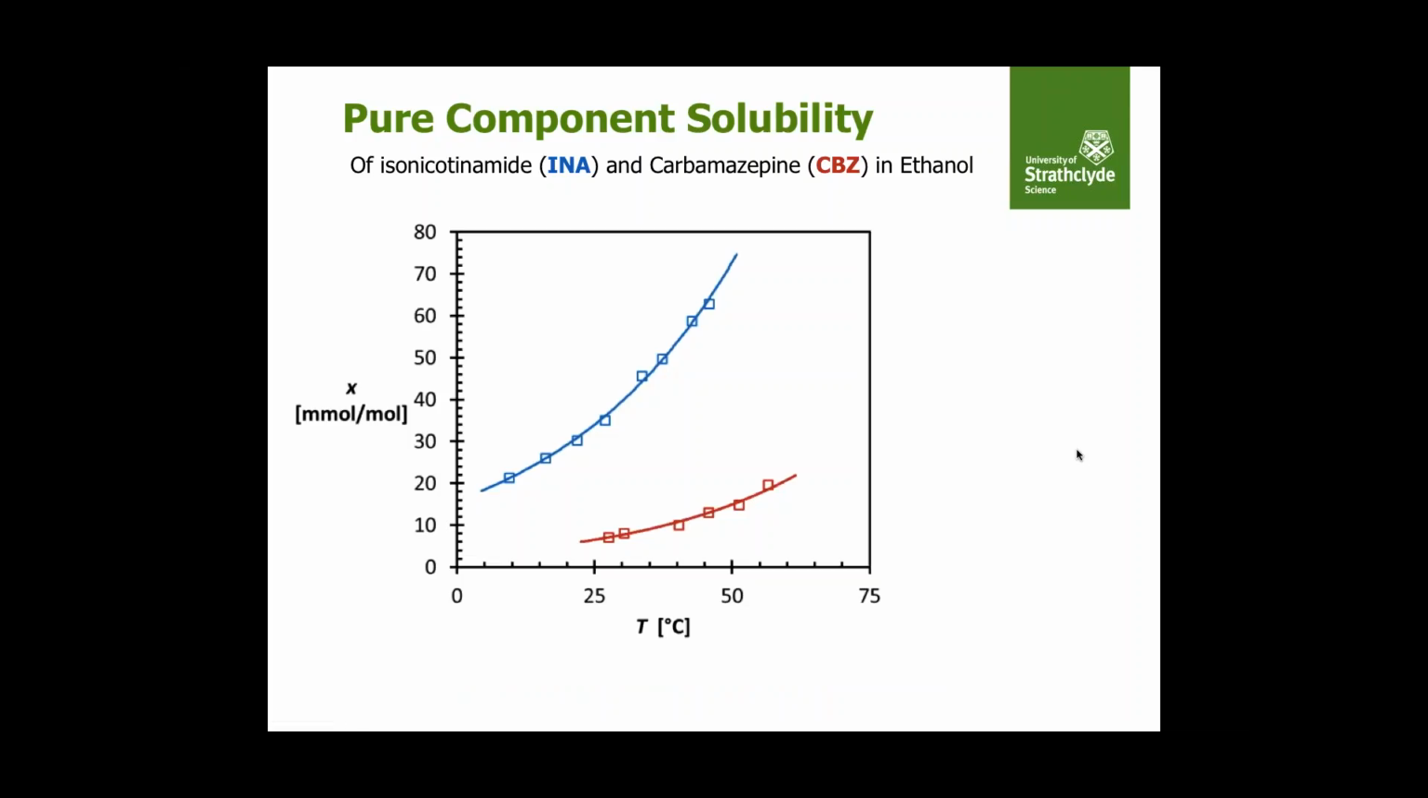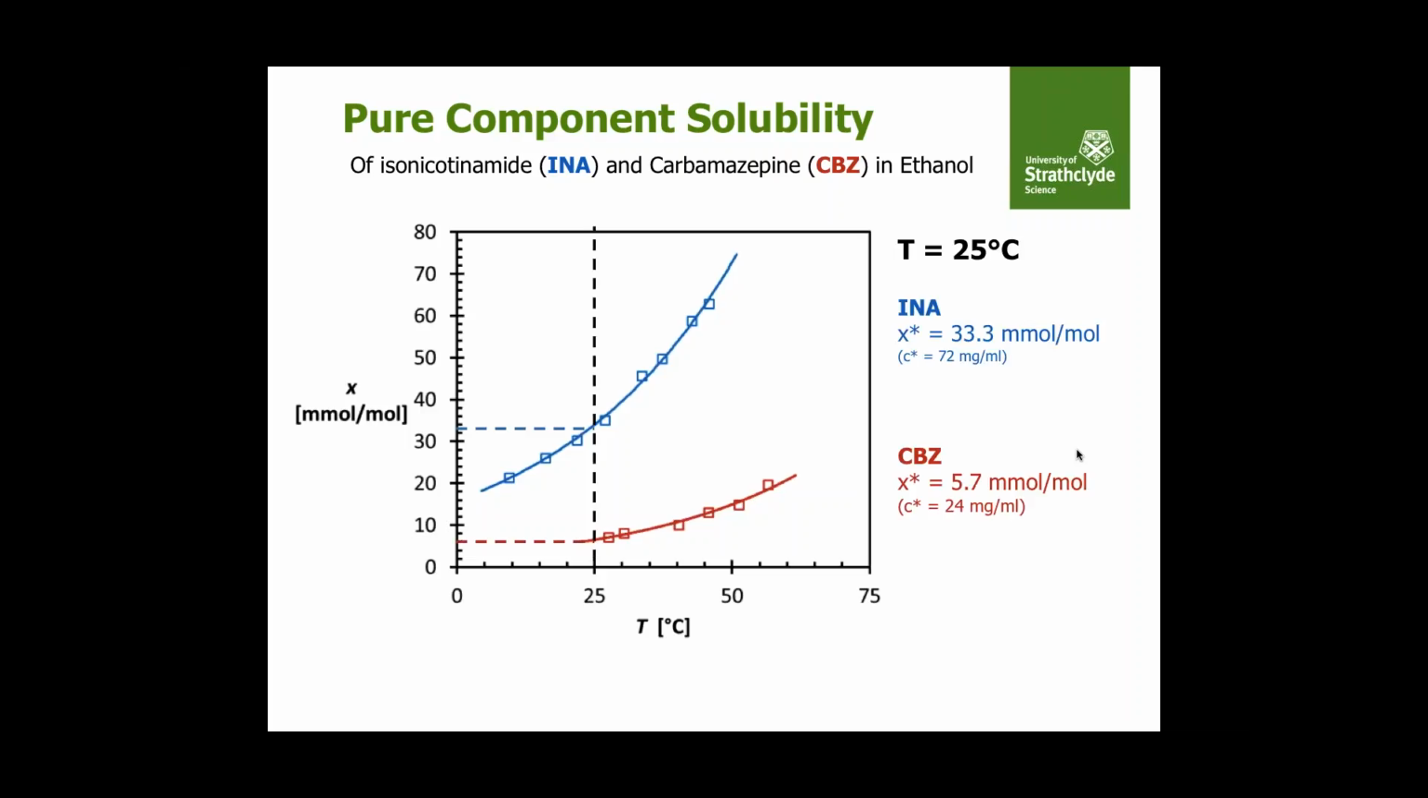We want to know more about this solubility, and we know that the solubility is a function of temperature, but now it's also a function of the composition, say the amount of isonicotinamide and carbamazepine present. We know the pure component solubilities of isonicotinamide and carbamazepine, which are shown in this graph. And isonicotinamide has a slightly higher solubility, so 6 times higher solubility.